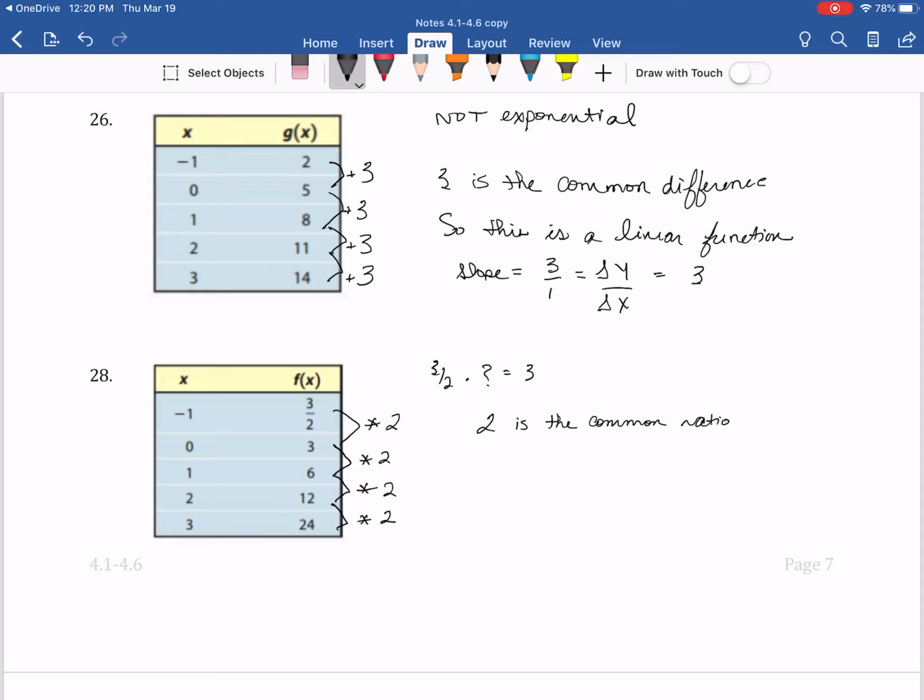So I'm not increasing by the same amount by adding the same quantity. Instead, I am multiplying by the same quantity to get from one output value to the very next consecutive output value. For that reason, this relationship is exponential.